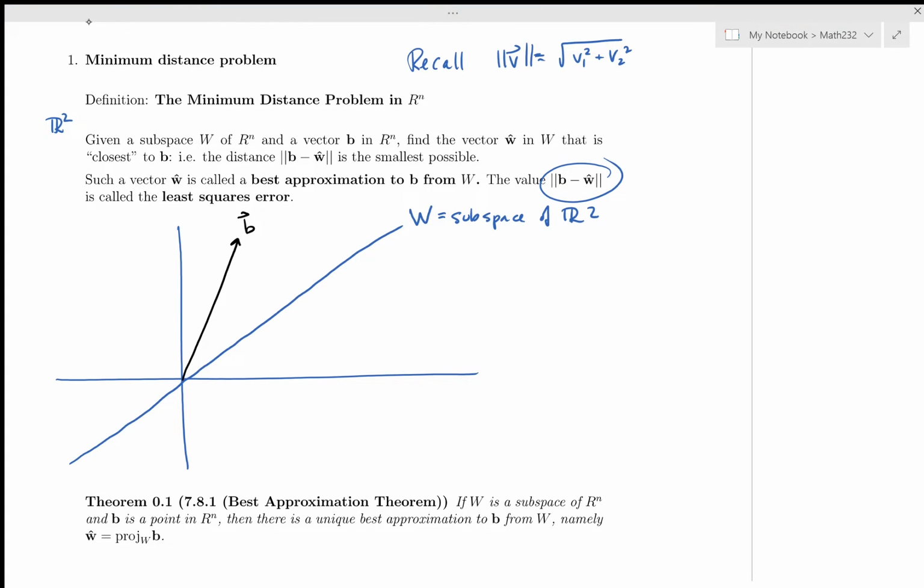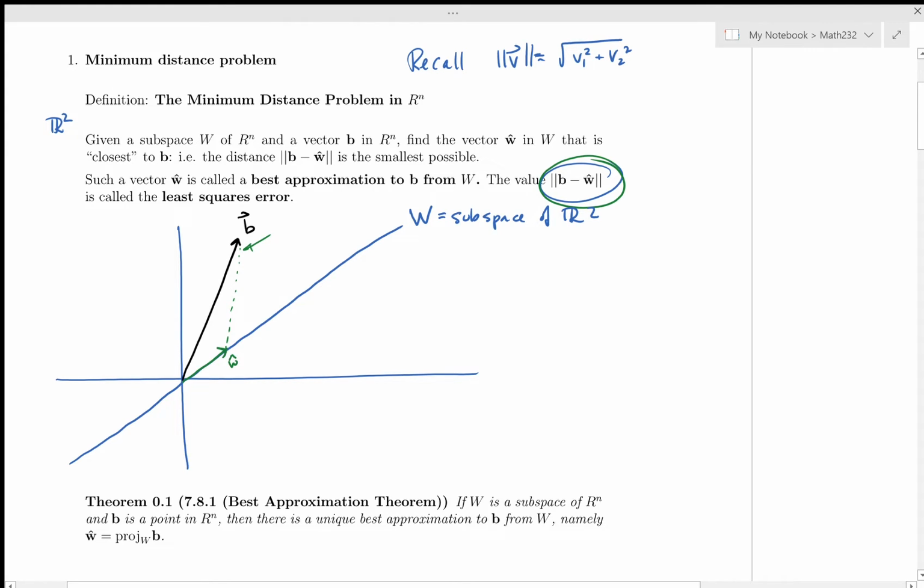Let me draw a couple of options here. For example, I could choose this vector here, and I would then measure this distance. So I could choose W hat to be here, a vector in the subspace, and then I wonder how close it is to the vector B. I'm only allowed to choose vectors in W, and I want to know how close they are to the vector B. I determine that closeness by calculating this distance here.